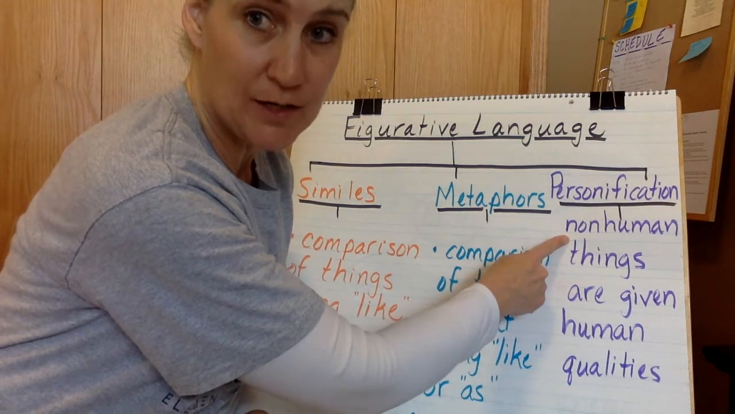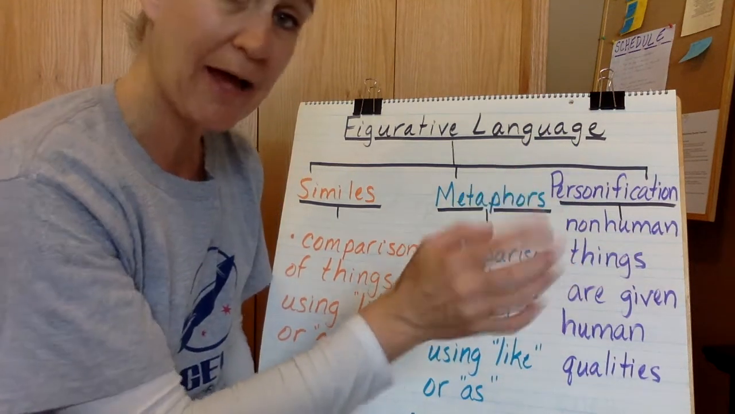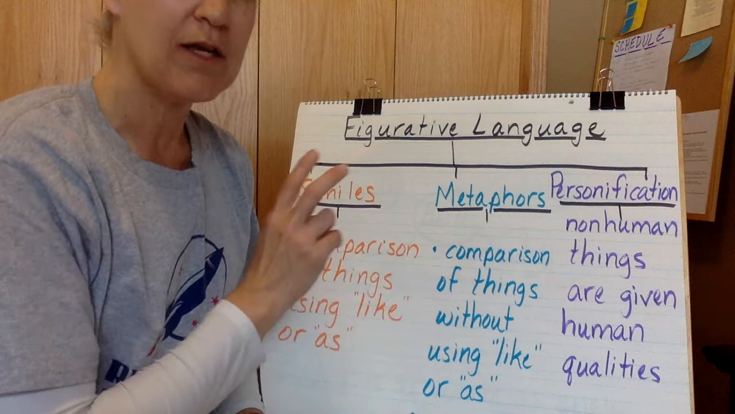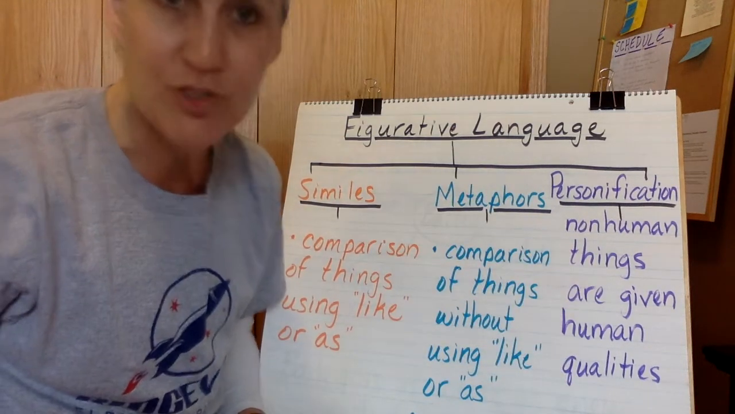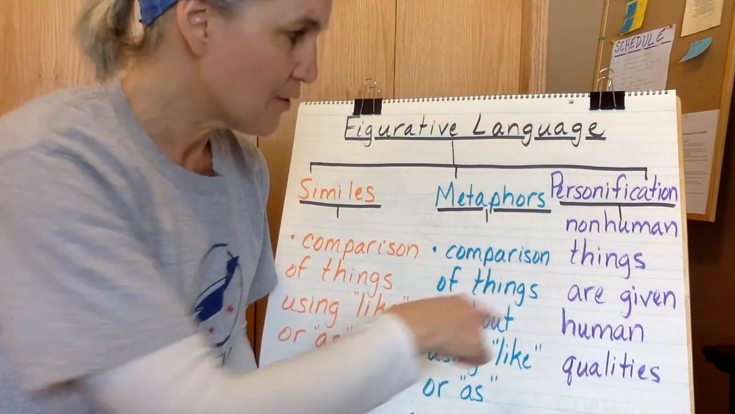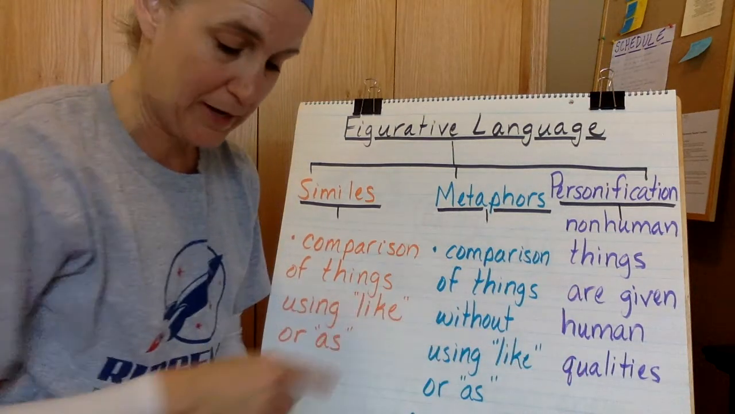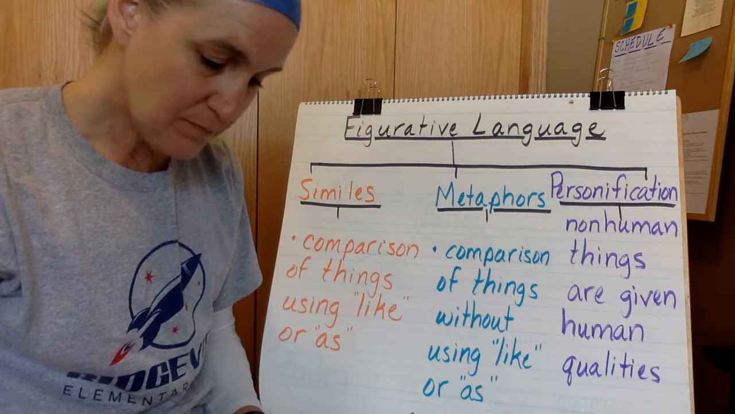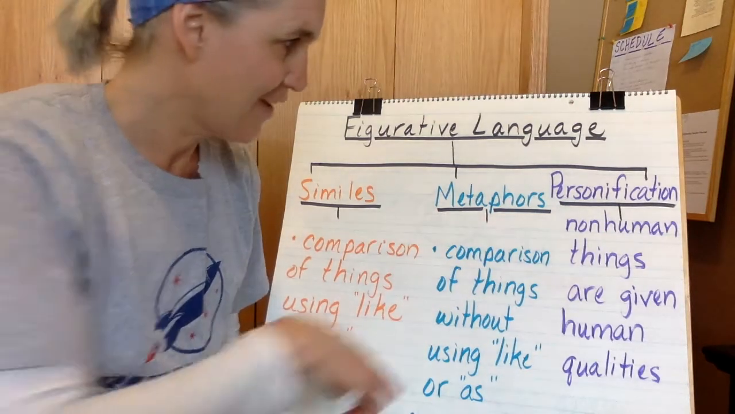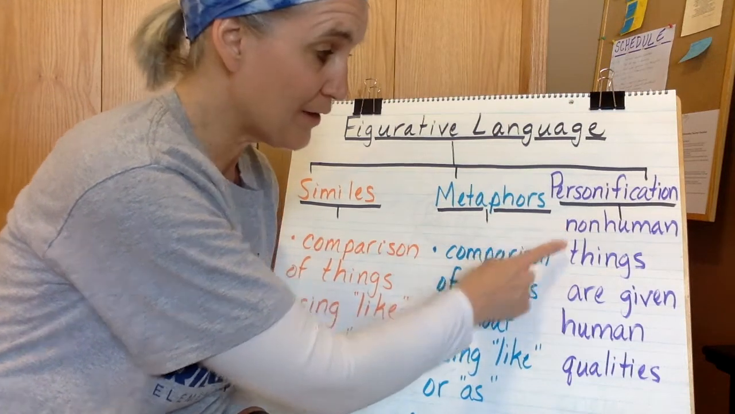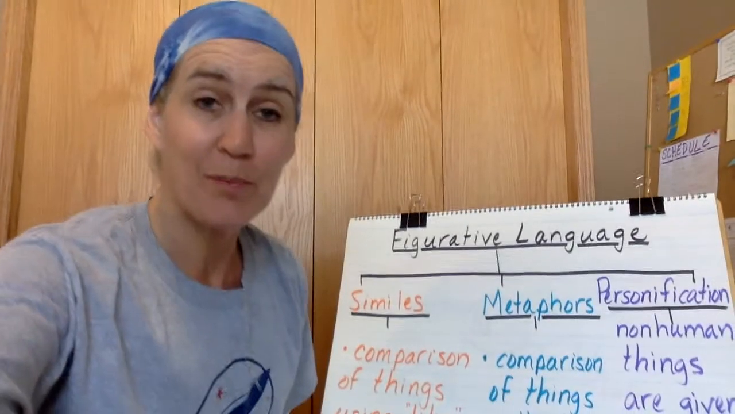So the snow is a non-human thing, and the human quality is dancing. So the snow is dancing. So it's not comparing. It is saying that the snow is dancing. The alarm clock screamed at my face. So the alarm clock being the non-human thing, and then screaming would be the human action. The willow tree belly danced along the pond. So the willow tree being the non-human thing, belly dancing. So excellent examples of personification.